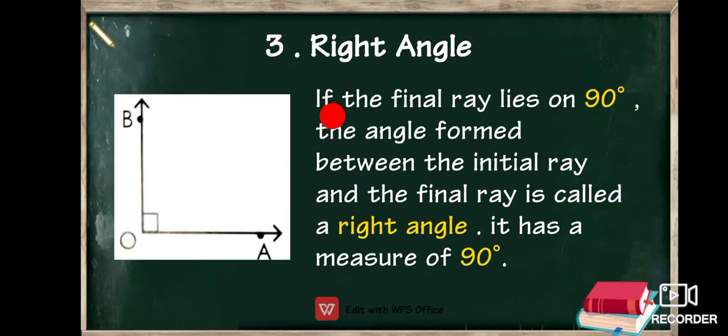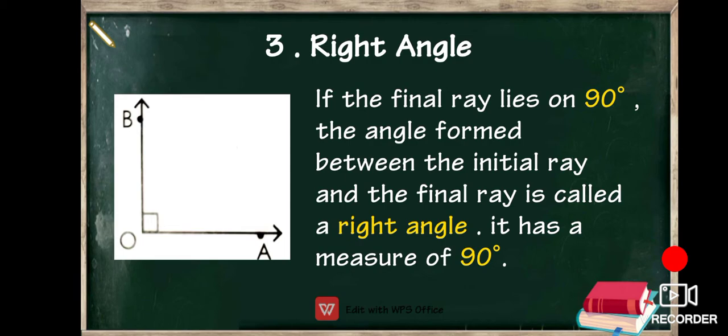Right angle: I told you, this one is the final ray and the A is the initial ray. If the final ray lies on 90 degree, the angle formed between the initial ray and the final ray is called a right angle. It has a measure of 90 degree. So keep in mind, the right angle has a measure of only 90 degree. It won't have any measure other than 90.